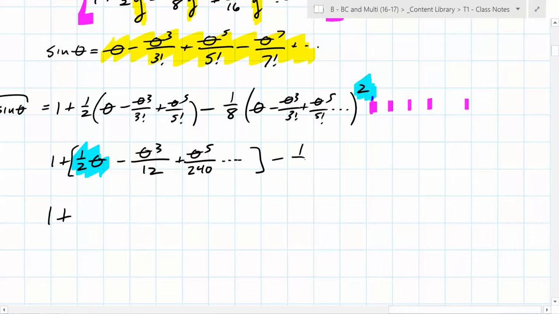Let's square the first few of these. What's that going to be? There's theta squared, right? You agree that there's a theta squared in there because it's theta times theta? And then there's going to be theta times theta cubed over 3 factorial, but there's 2 of them, right? So what is it going to be? Minus 2 times theta to the 4th over 3 factorial? Do you agree with that?